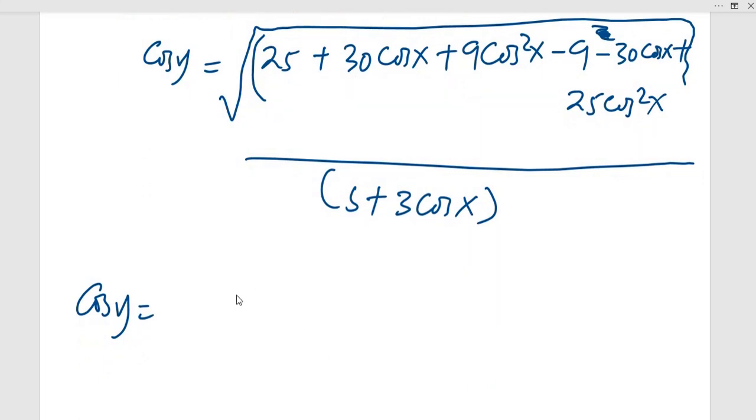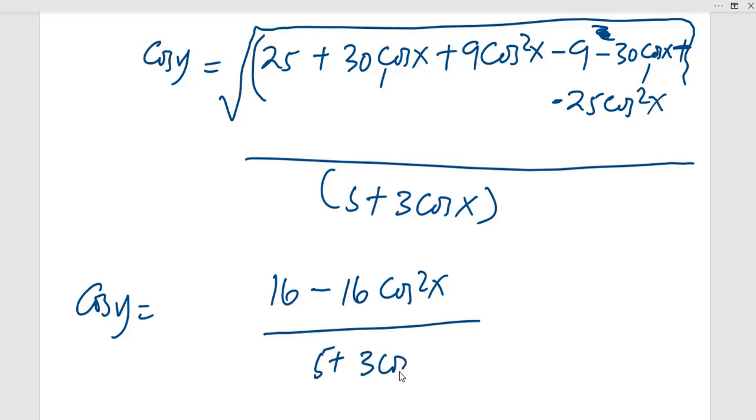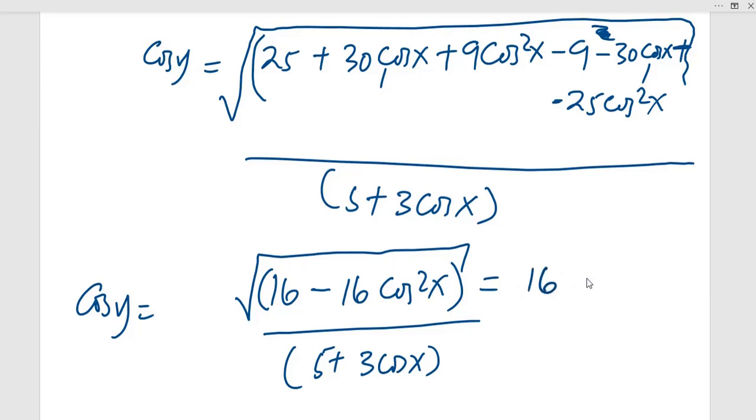So if I simplify, I have 25 here, I have 9 here. I can bring it this way so that I have, first of all, 25 minus 9, that is 16. Then this 30 cos x and 30 cos x go, because we have a negative and a positive. So if they go, I'll remain with 16 plus 9 cos squared x plus 25 cos squared x. What will this be? Remember, this is also a minus, so this will be minus also 16 cos squared x, everything over 5 plus 3 cos x. Now I still have to take root because it is still existing.